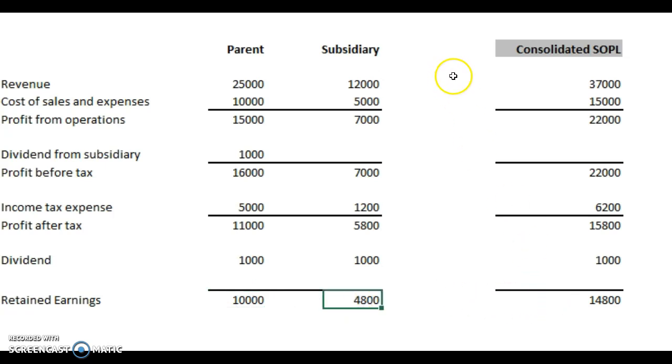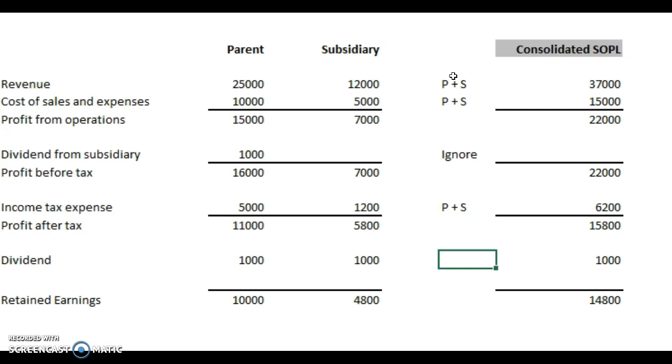So let's just review what we've done here. We've got parent and subsidiary added together. We've got parent and sub here. This we've ignored, which is the dividend from the subsidiary. We don't include that. The income tax expense is parent and sub.